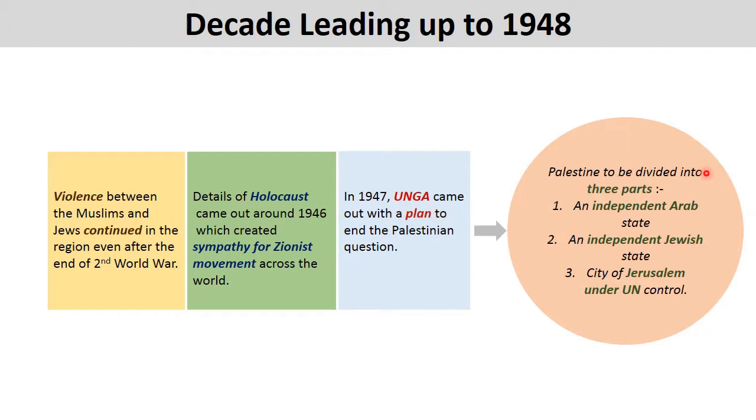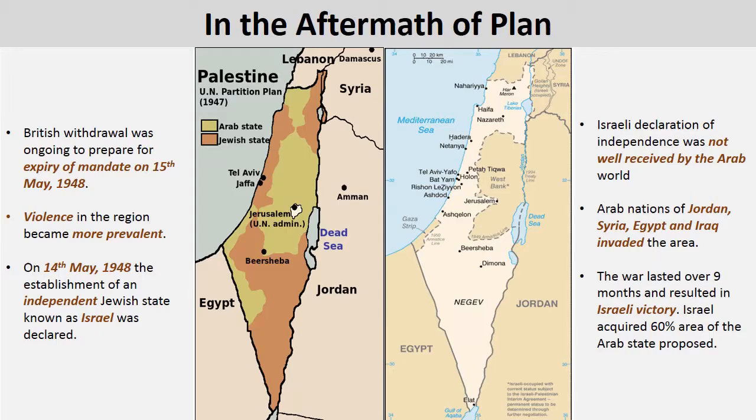This partition plan envisaged division of Palestine into three parts. Okay, the first part was supposed to be an independent Arab state. The second part was to be an independent Jewish state. And finally, the City of Jerusalem was supposed to be an international zone under the control of the UN. Okay. Now this plan didn't go well with the Arab leaders. However, the Jews were quite satisfied with this plan of the UN.